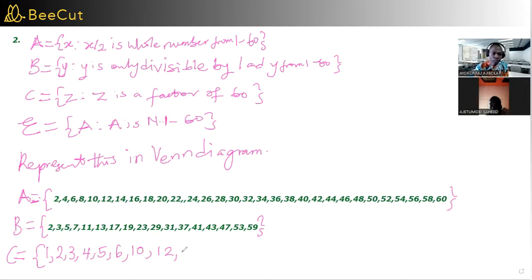Let's see, 12. The next factor is 15. Then 20. Then 30. And finally, I have 60. So you can see these are the factors. So I have my members of A, then I need to draw the Venn diagram. If all this information is correct, then I represent it in the Venn diagram.